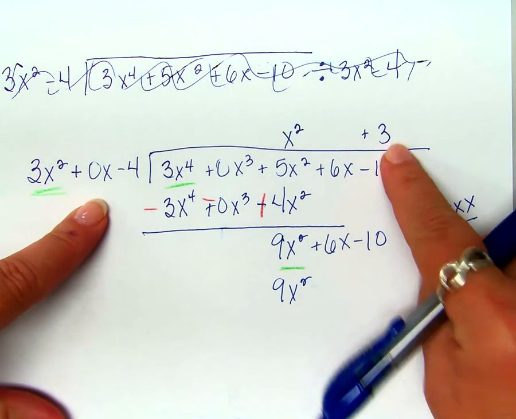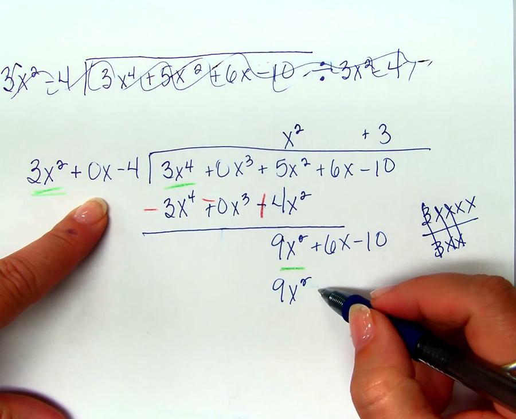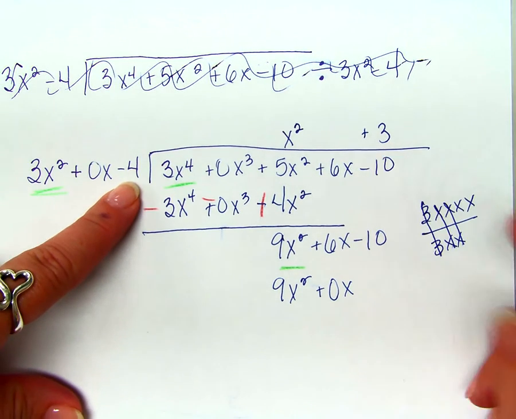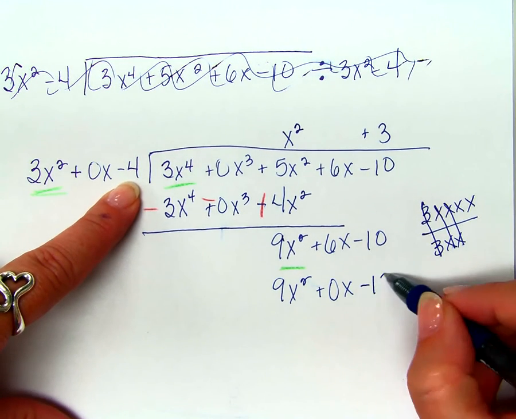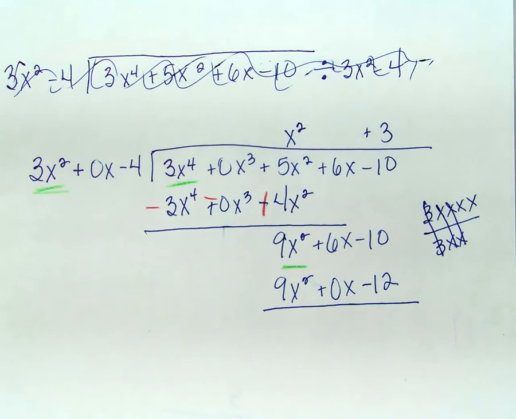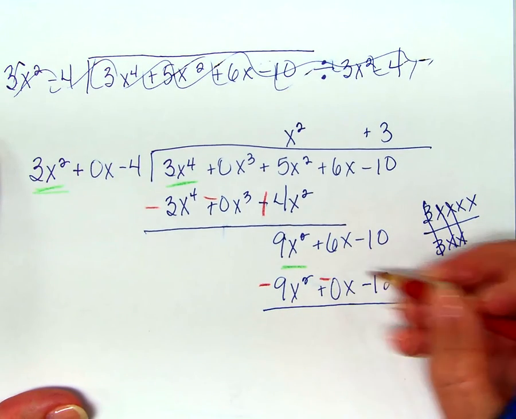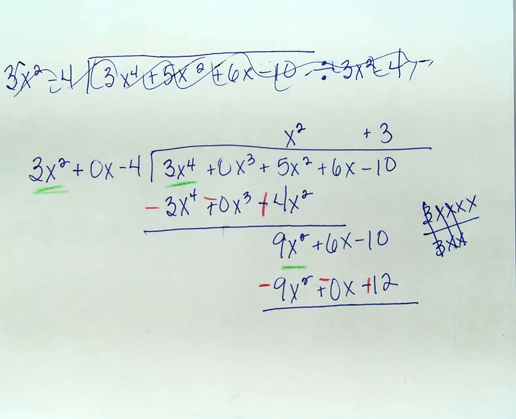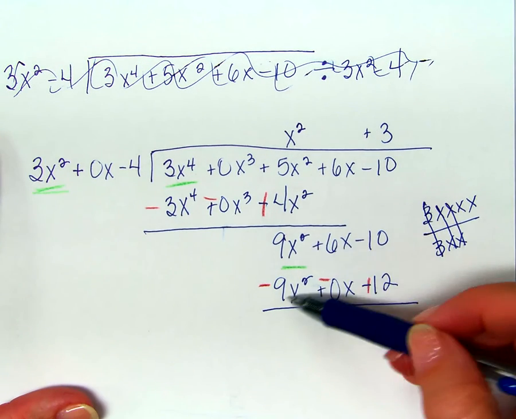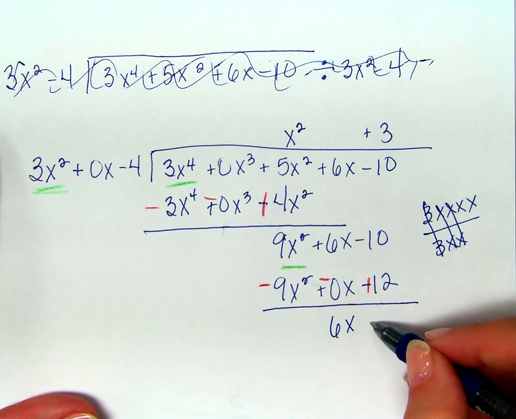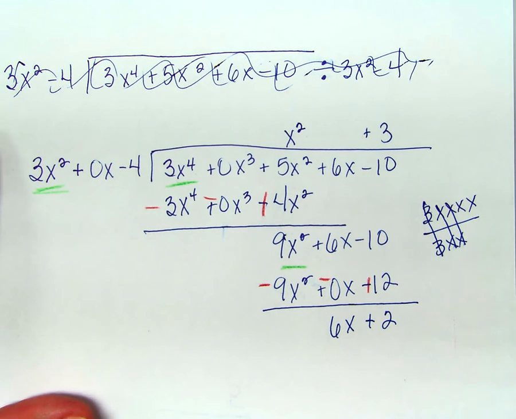3 times 0x. 0x, right? What's 3 times negative 4? Negative 12. Now what? Subtract. I'm subtracting that term and subtracting that term and subtracting that term. What's that? 0. 6x plus 2. Now what?